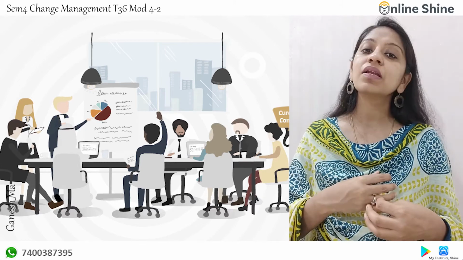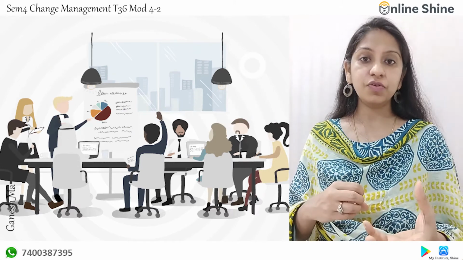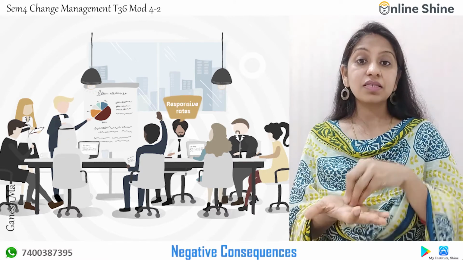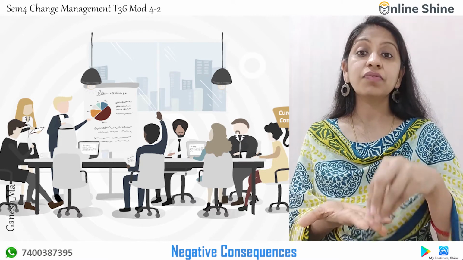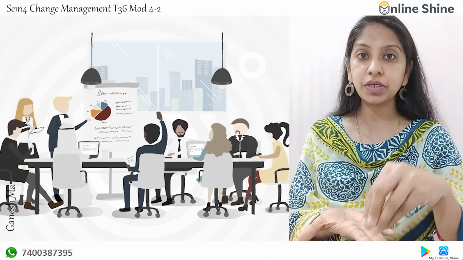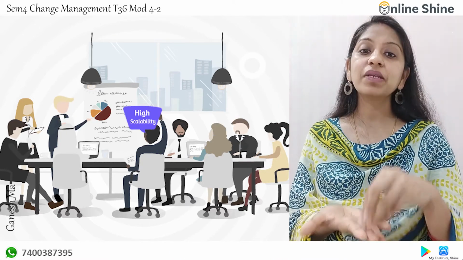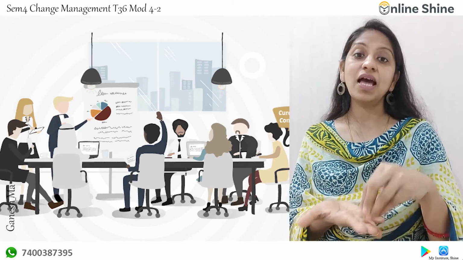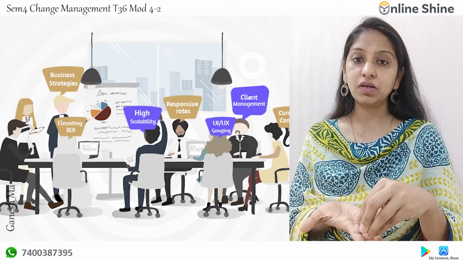If you see the example of the negative one, for example, your boss shouts at you and says that he will fire you if you do not reach on time. This is the negative consequence. So what will happen here? This behavior will not be repeated again because it has a negative consequence.